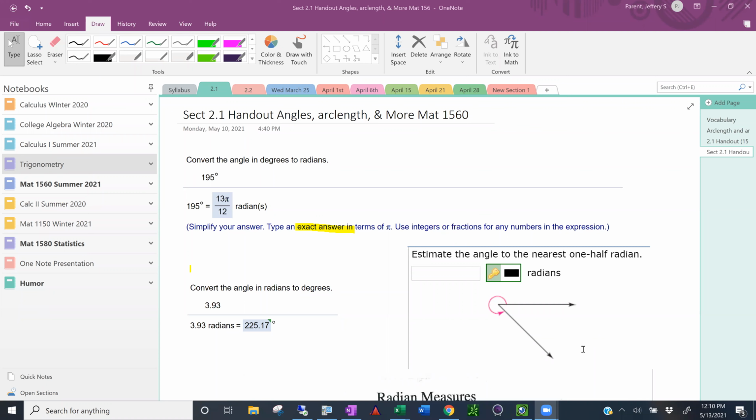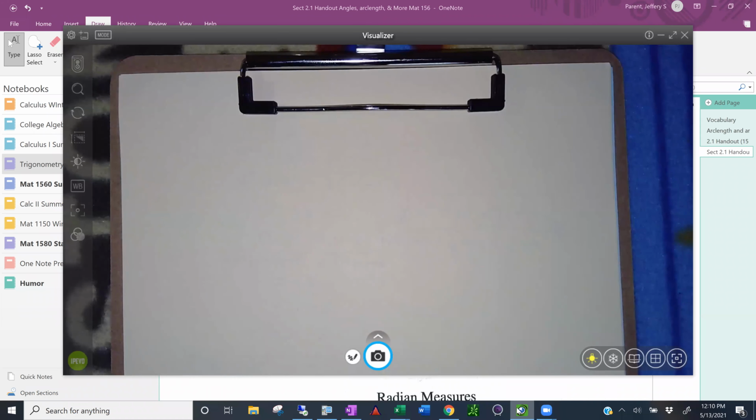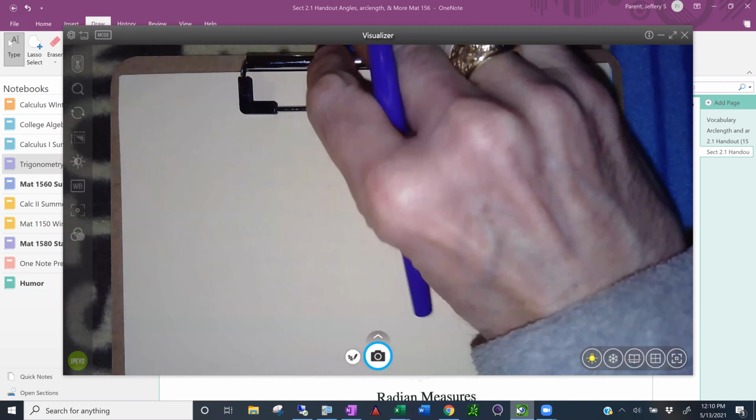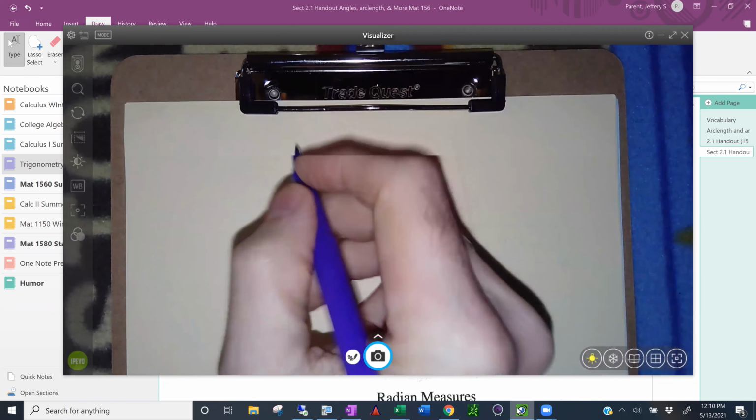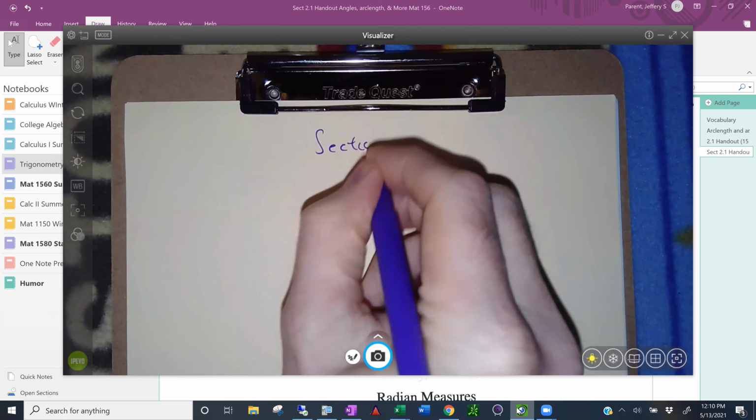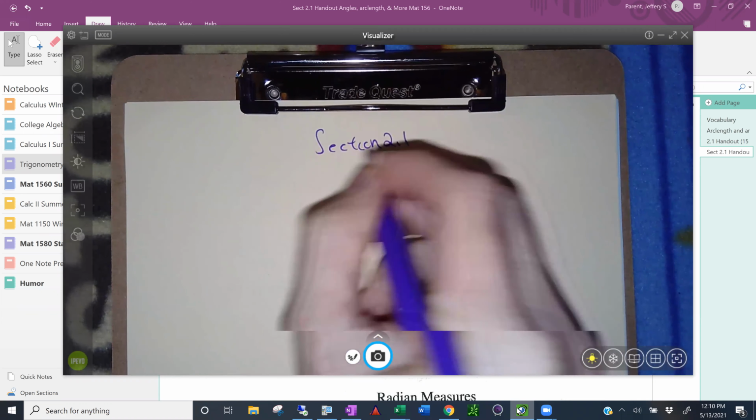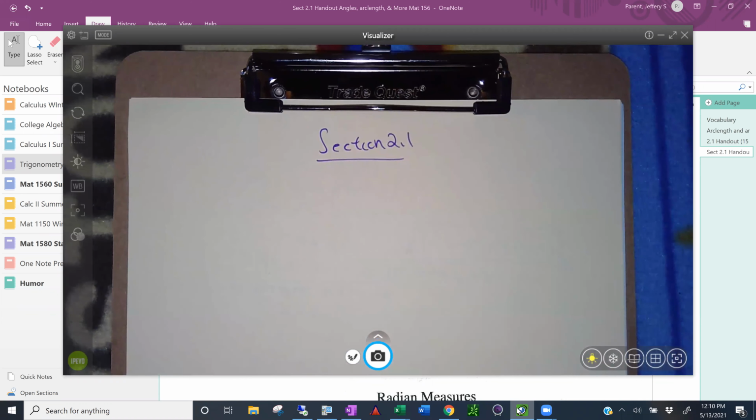So section 2.1 introduced you to angles and arc length. And in particular, one of the big things that you picked up on in section 2.1 is that there's a different way to think about angles, and that's radians. So we're going to talk a little bit about radians and converting between radians and degrees.